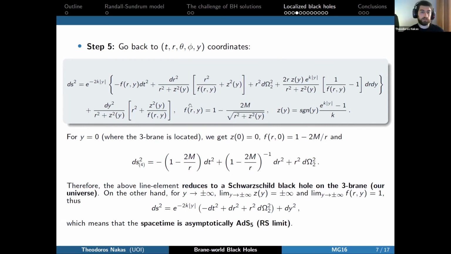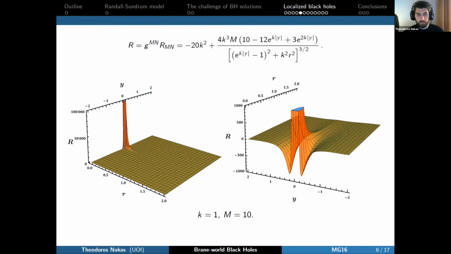To obtain a better understanding of the space-time geometry, we need to evaluate various invariants. Here you can see the Ricci scalar. The first term is attributed to the negative cosmological constant in the bulk, while the second term is sourced by the mass m, which is located on the brane. A space-time singularity arises only at the points where the denominator of the second term diverges. This happens at r equals zero and y equals zero. At any other point of either the bulk or the brane, the space-time remains regular.